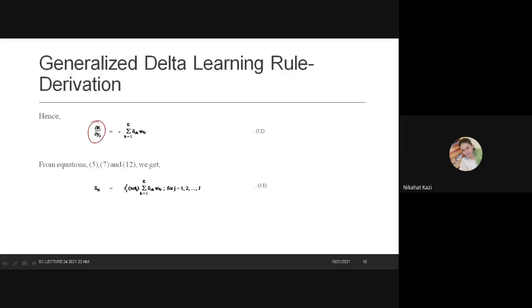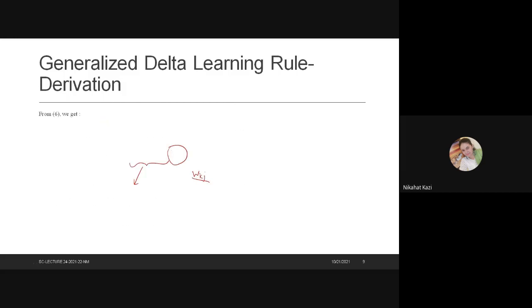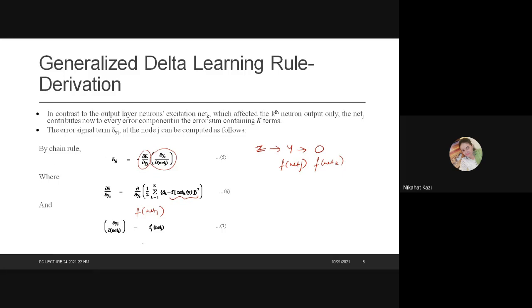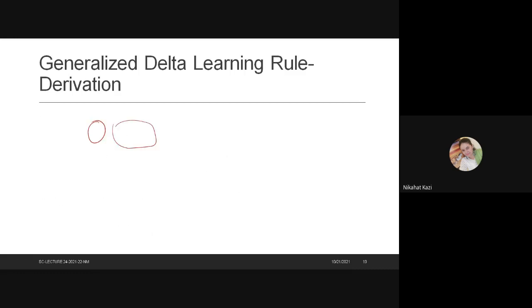So this was a term in one of the equations. Dou e by dou yj was a term in one of the equations where we have substituted this expression. So I'll just go back to 5, 7. What is 5, 7? 5 was this, 7 we had derived as f dash of net. So this second term is f dash of net, and for this term we have computed the summation of w times delta. So minus into minus becomes plus. So it is simply the summation of w and delta times f dash net. That is what we have got.